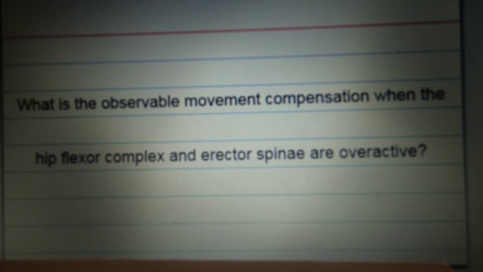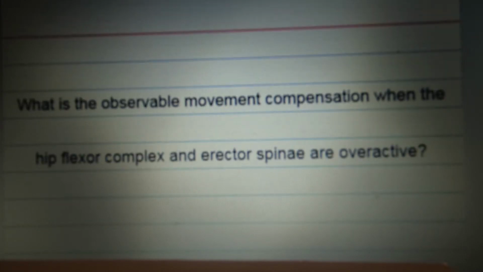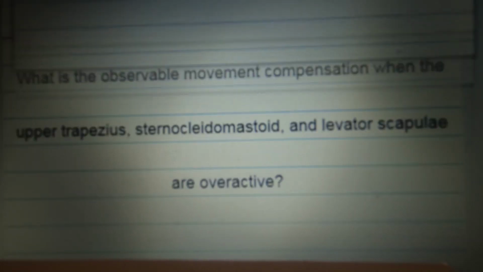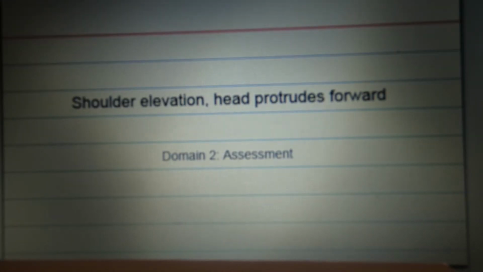What is the observable movement compensation when the hip flexor complex and erector spinae are overactive? Low back arches. What is the observable movement compensation when the upper trapezius, sternocleidomastoid, and levator scapulae are overactive? Shoulder elevation, head protrudes forward.